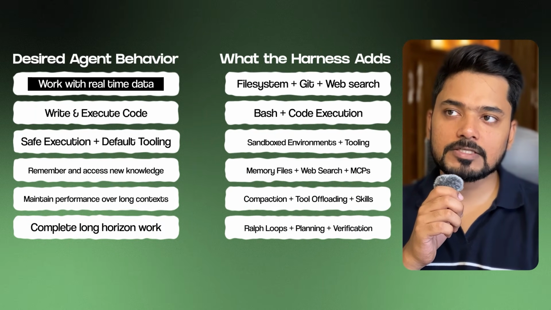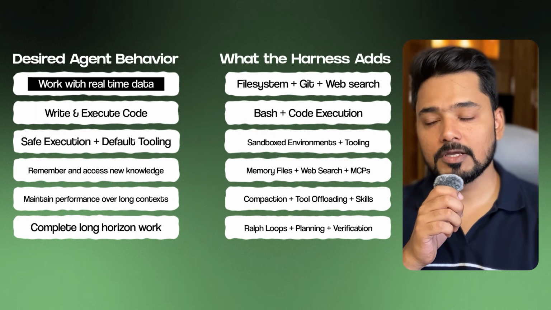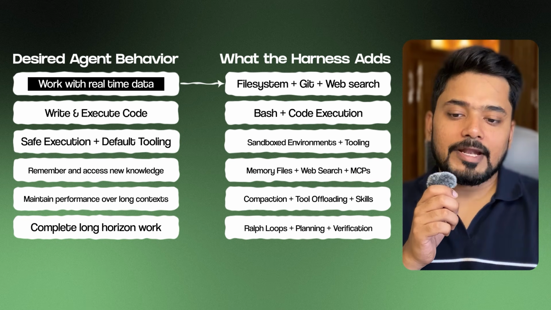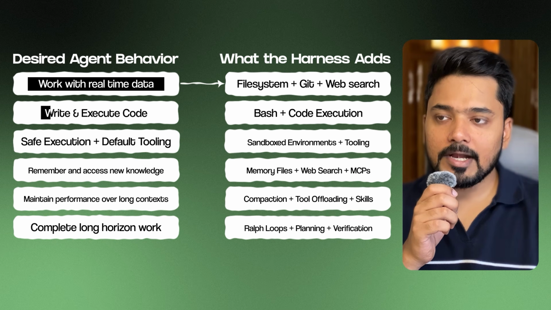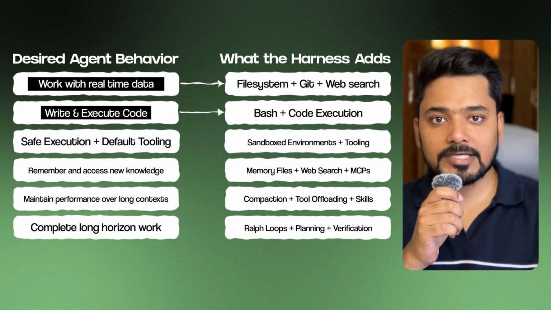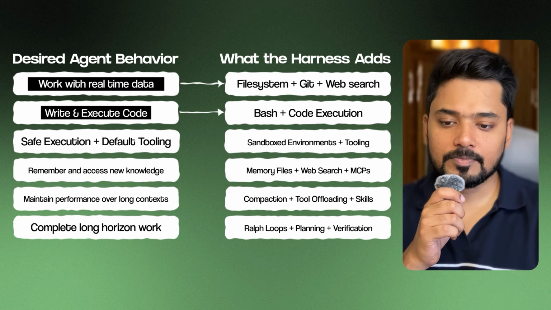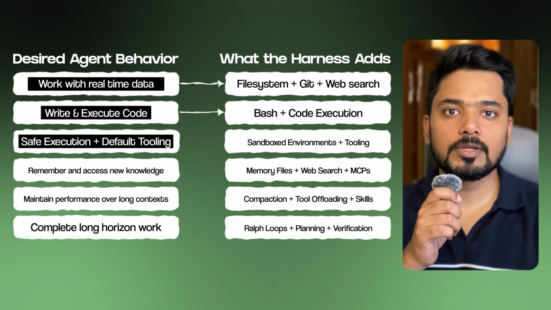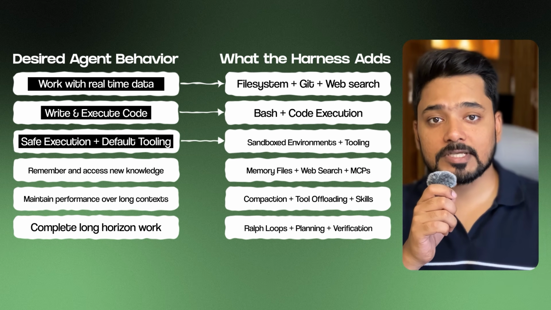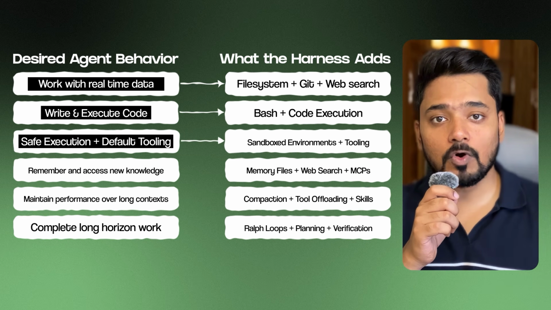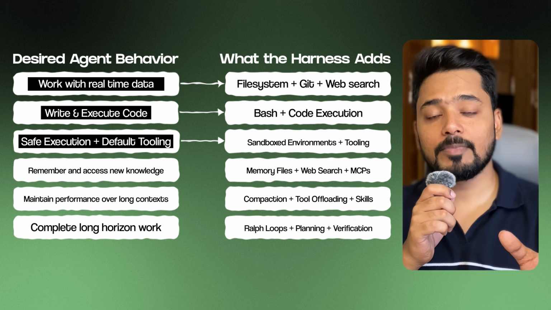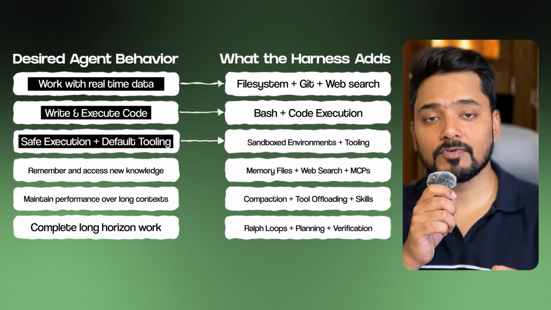So let's say you want your agent to have real access to the data, so that when you ask it something, it can actually give you the right answer. For that, you will give it a web search tool. Let's say you want your agent to be able to write and execute code, you will give it bash access, code execution access. If you want your agent to behave in a very safe environment so that it can actually make progress, you will give it sandbox access so that it can have those defaults in place. It can make progress in a very safe environment, it can also get feedback, it can also run tests in that safe environment itself.